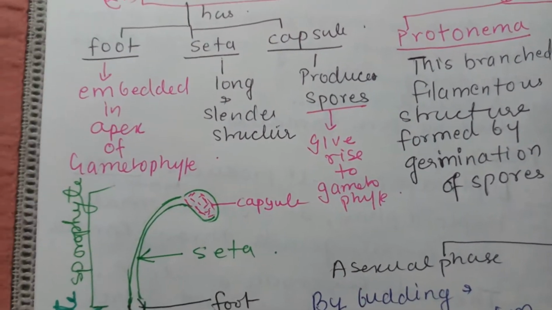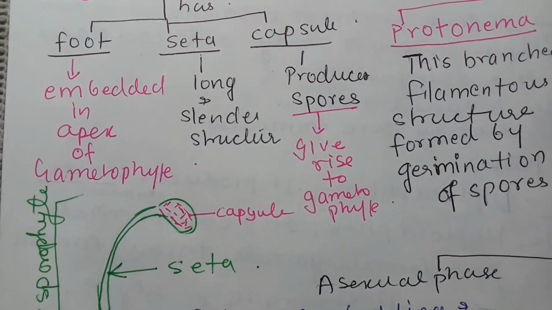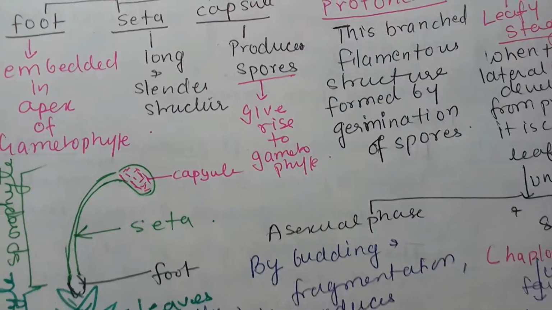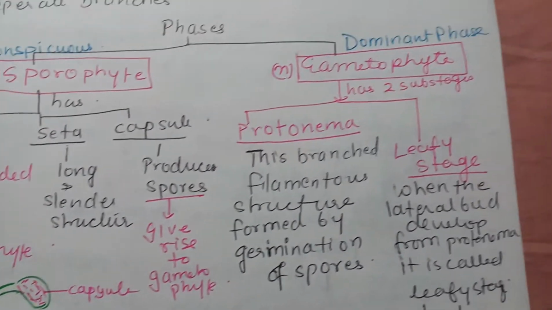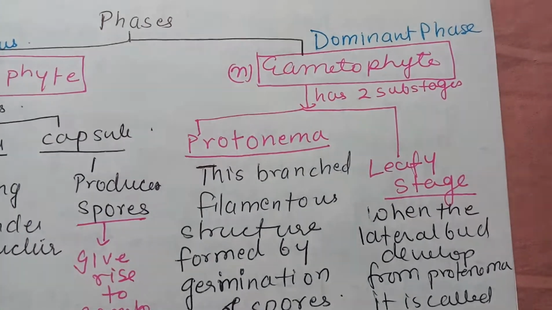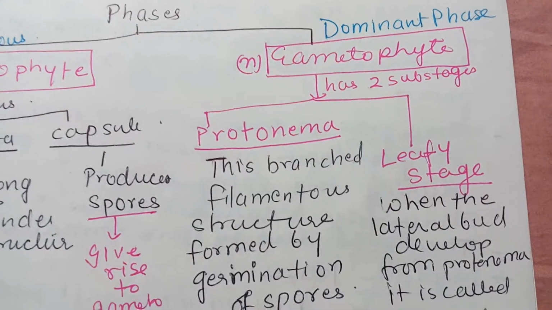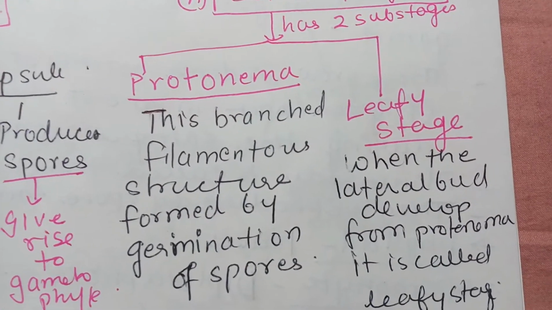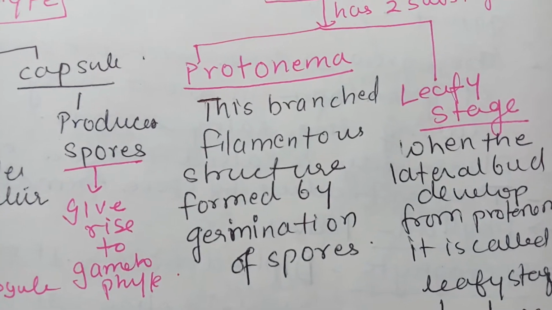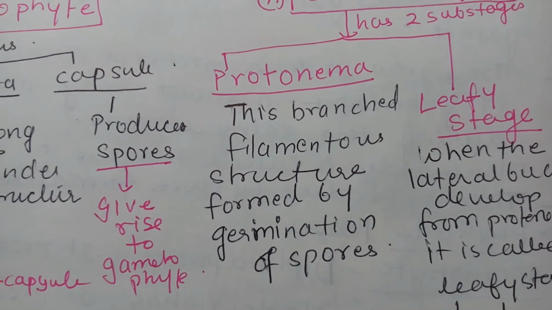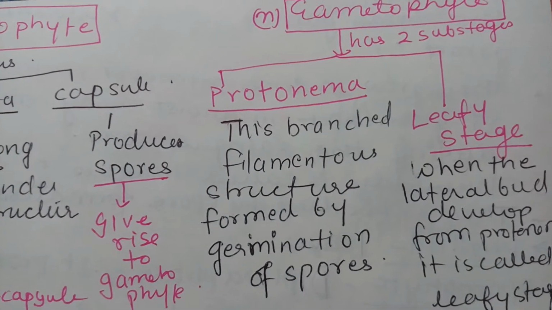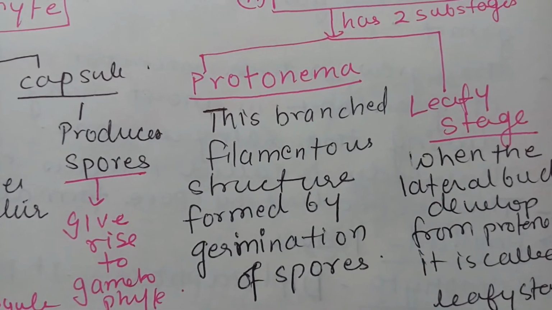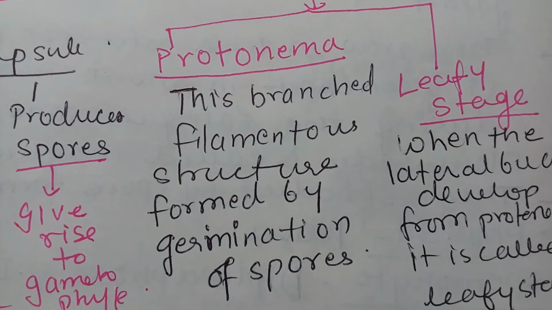Once spores germinate, they start germination and development, and they give rise to the gametophyte. Let's see what the gametophyte phase is. It has two sub stages. One is protonema, second one is the leafy stage. In protonema, once the germination of spores starts, it will develop a filamentous structure. So the filamentous structure formed by the germination of spore is called protonema.